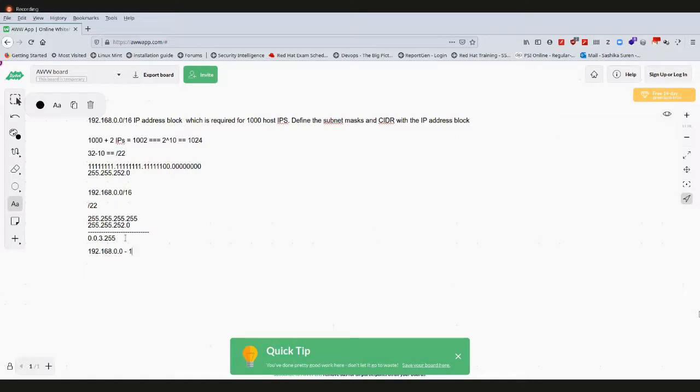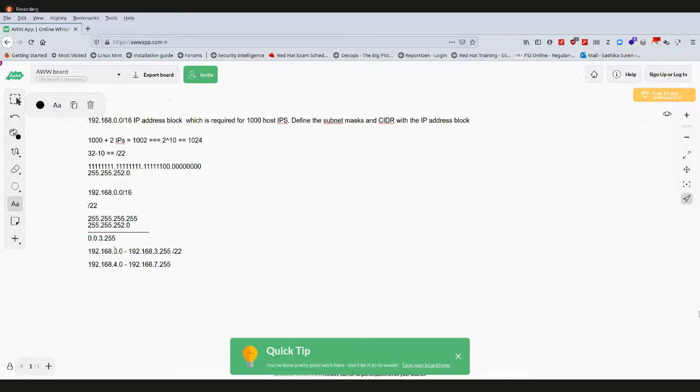So the IP subnet that we are going to define here is 192.168.0.0 to 192.168.3.255, that is the /22 network. So the next IP block goes like 192.168.4.0 to 192.168.7.255. Why? Because we add this value 0.0.3.255.